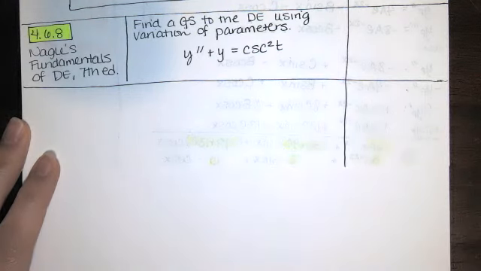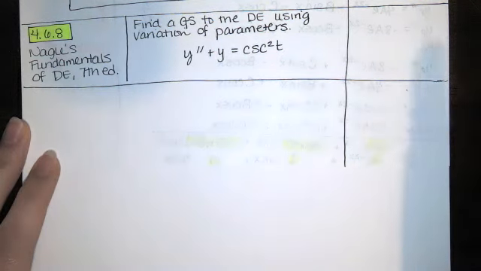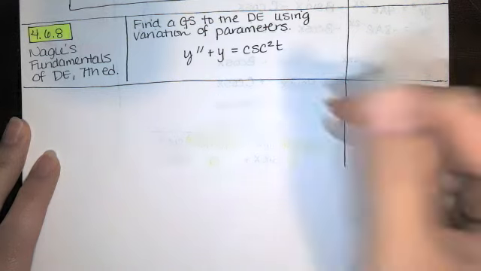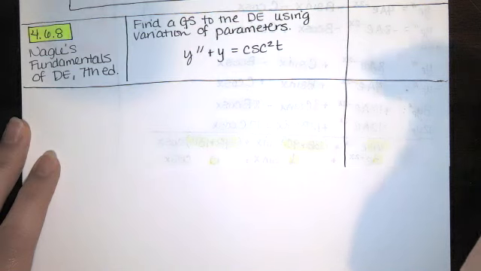because the right-hand side is not an exponential function, a sine or cosine function, or a polynomial function, or a finite sum or product of those. This is a cosecant squared. Since it's a cosecant squared, we have to use variation of parameters.